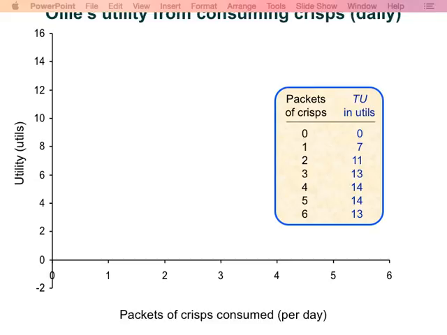Okay, let's look at packets of crisps. 0 packets of crisps, nothing, no utility. The first packet of crisps gives only 7 utils. So you can think of that 7 as satisfaction, units of satisfaction. Second, consuming the next one gives him total utility of 11. So basically, he's added 4 extra units of utility, right? That made it total 11. As you can see, as Ollie consumes more, total utility is increasing, but at a decreasing rate.